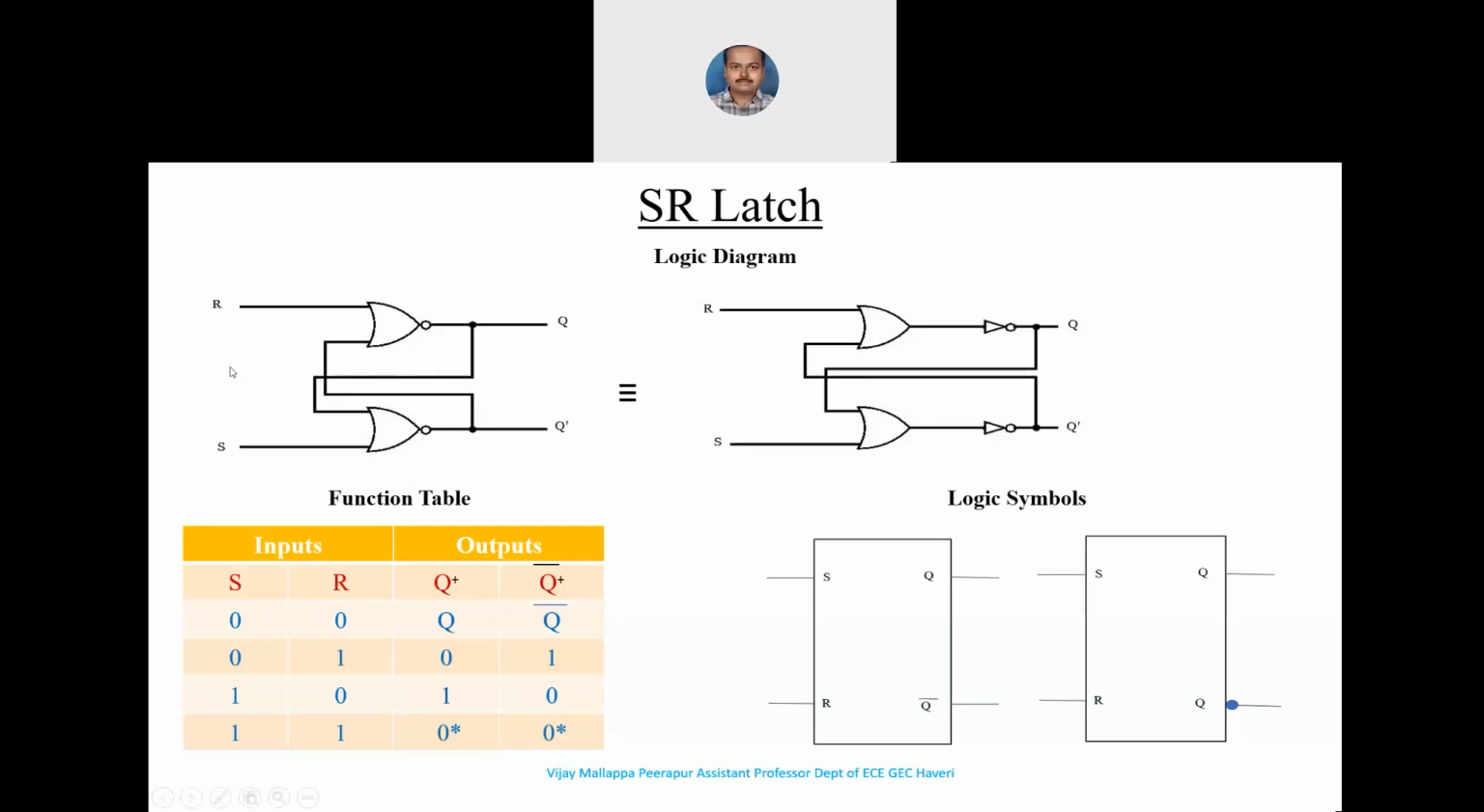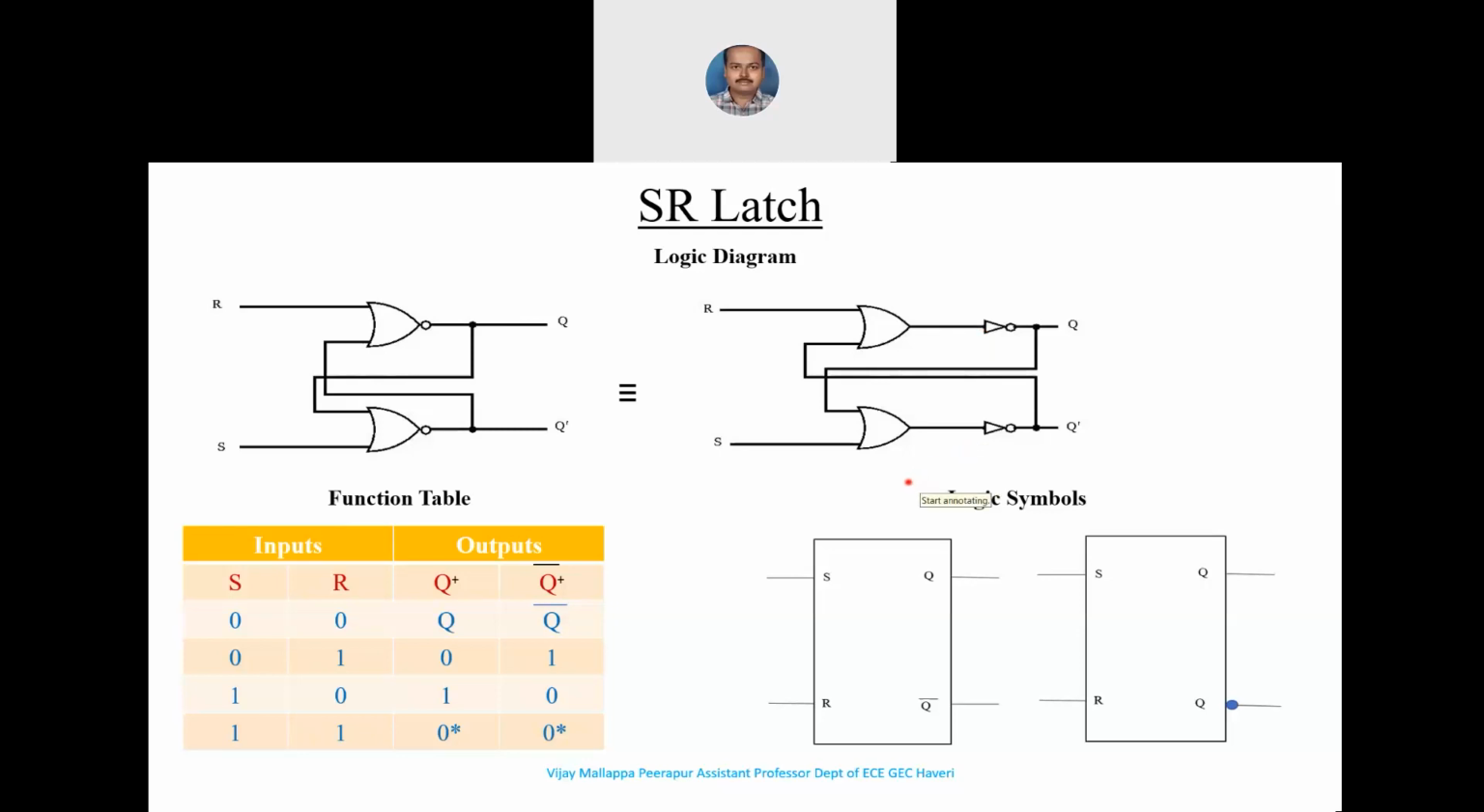I can see from this that this output is connected as one of the inputs to the NOR gate. Similarly, the output of the second NOR gate is connected as one of the inputs to the first NOR gate here. First, we will understand how this works, right? And you can see here, the NOR gate circuit is equivalent to an OR followed by a NOT gate, right?